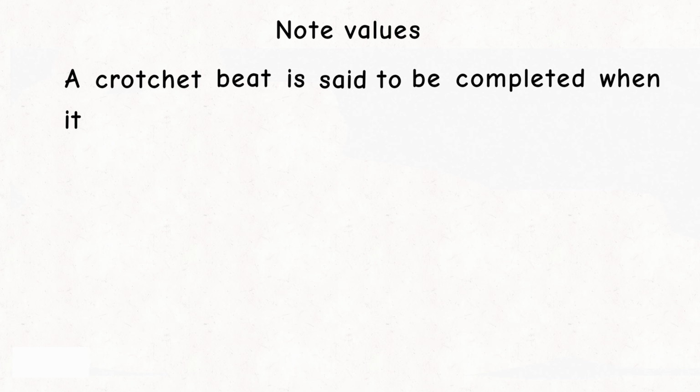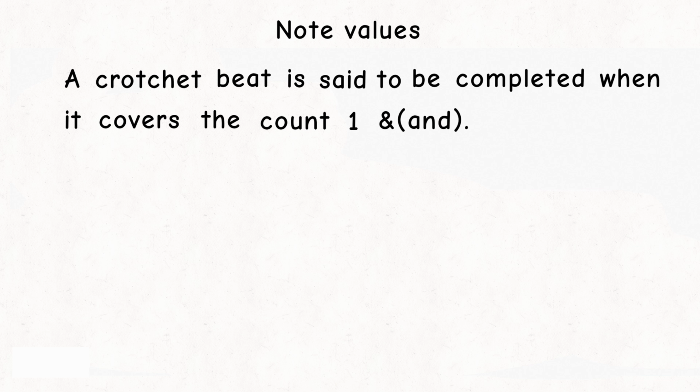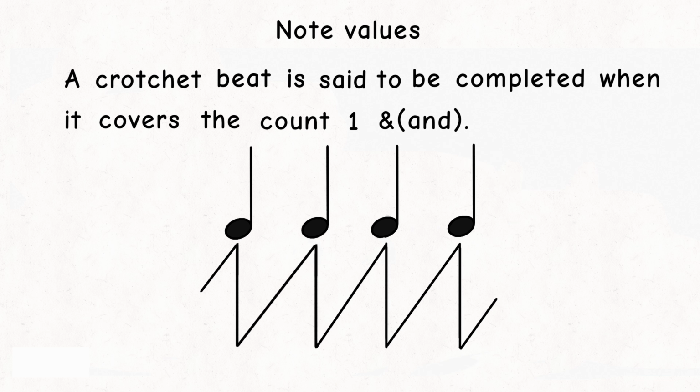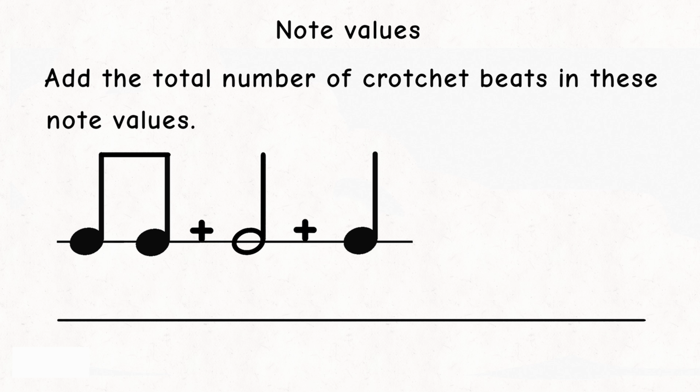A crotchet beat is said to be complete when it covers the count 1 and. For example, we have 4 crotchets here, so we will count like this, 1 and, 2 and, 3 and, 4 and. Let's do some exercises so you can understand it properly.